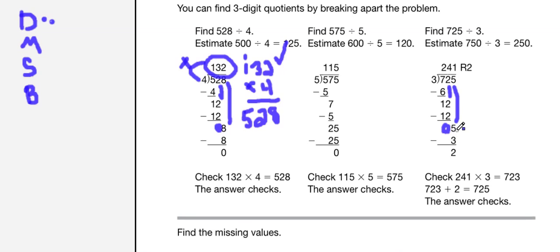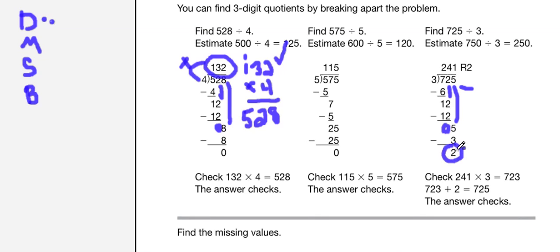And then I subtract, my third step. 5 take away 3 equals 2. Last step, bring down. Oh, nothing left. So I don't have to bring anything down. So I'm left with 2 left over, which means my answer is 241 with a remainder of 2.